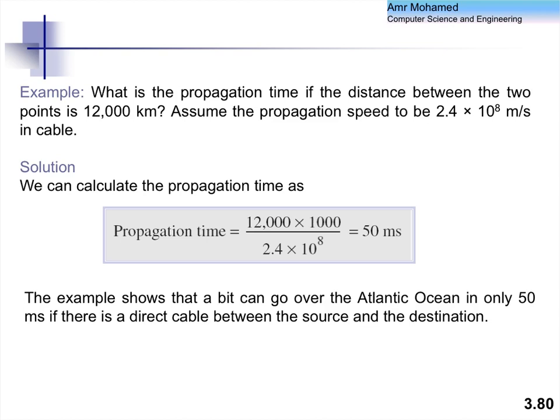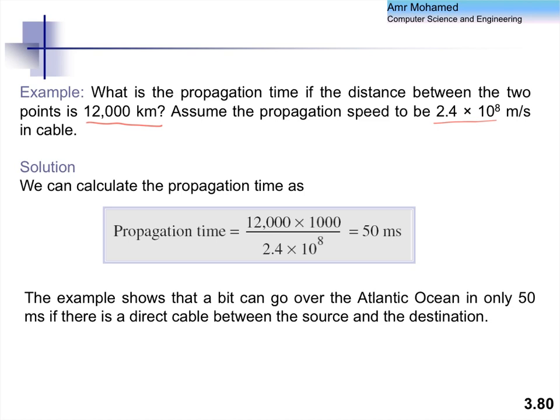So as an example, what is the propagation time if the distance between the 2 points is 12,000 kilometers? So obviously this is like an undersea cable, a cross-Atlantic kind of transmission medium. It's very, very long. If the propagation speed is 2.4 times 10 to the power 8, that's a typical speed in this kind of medium, like a fiber optic cable that spans the Atlantic under the ocean.